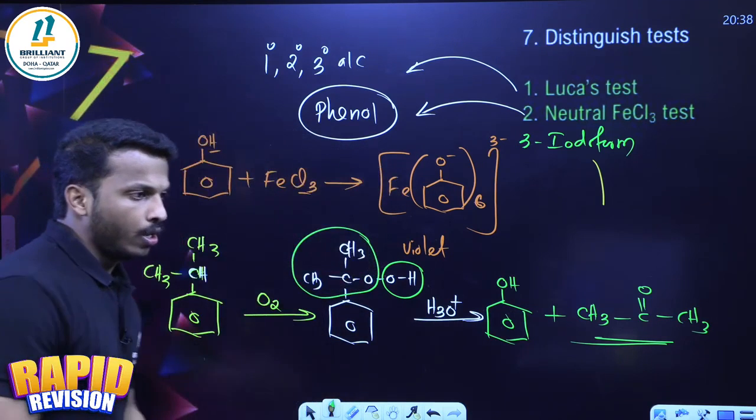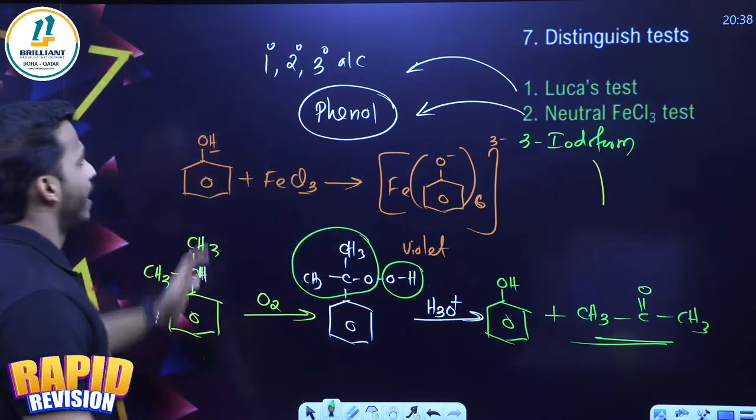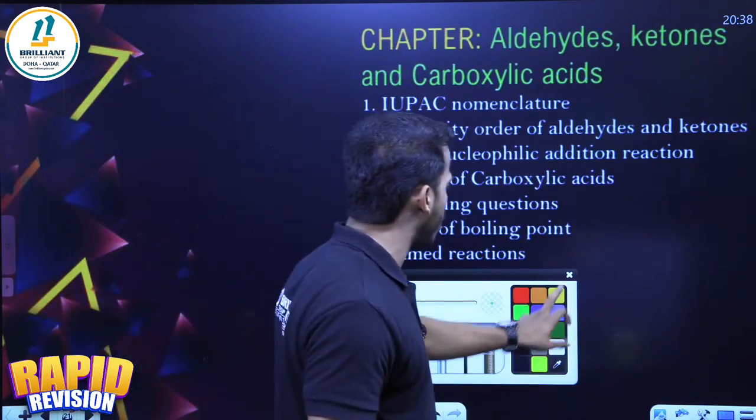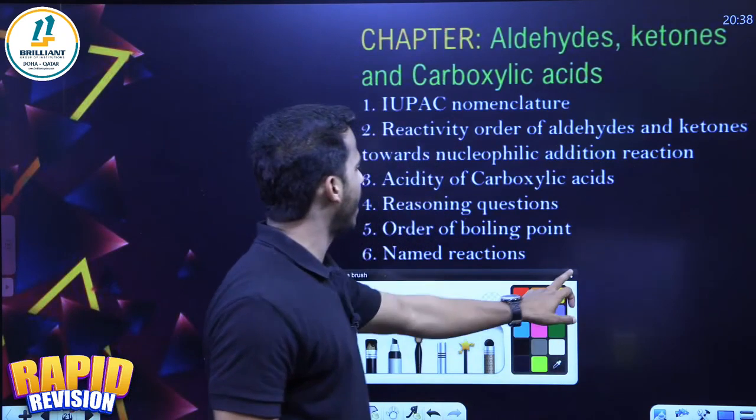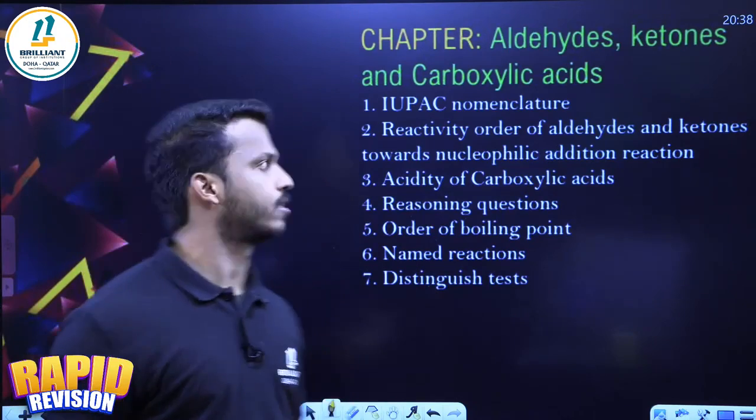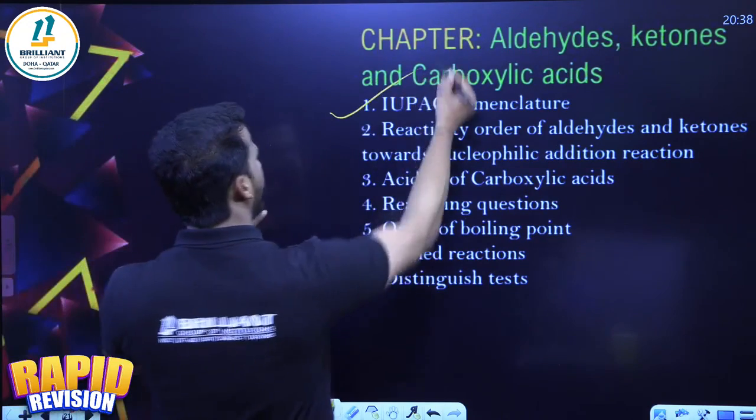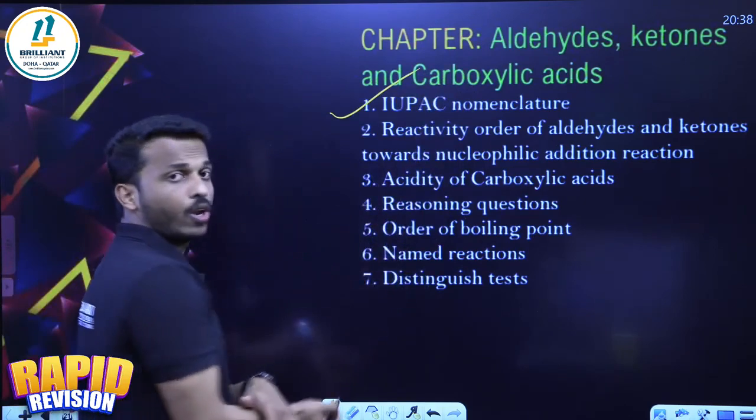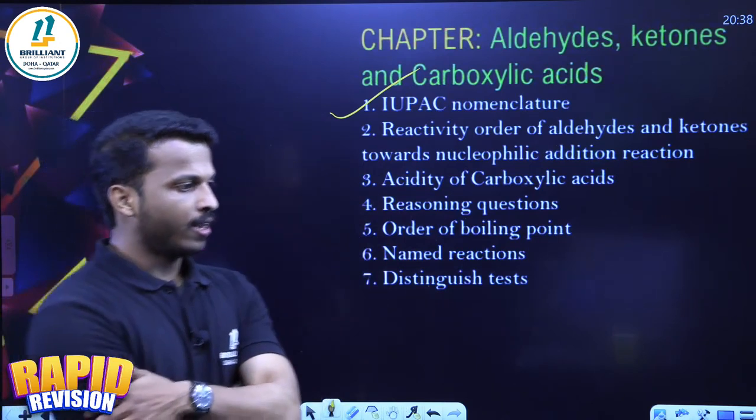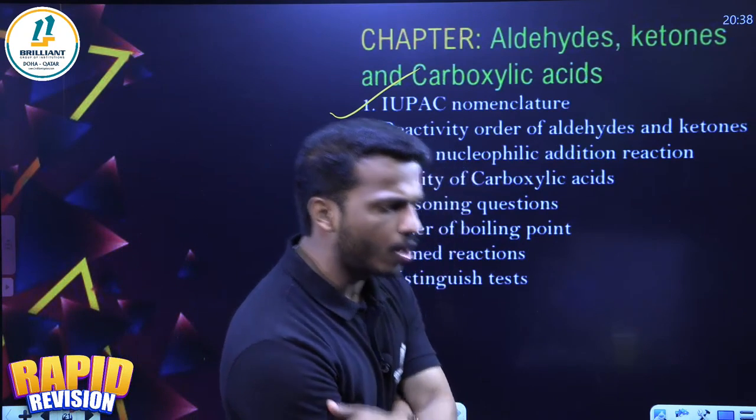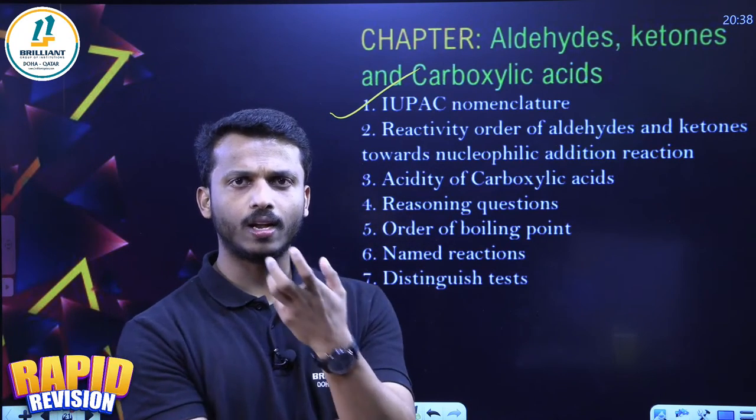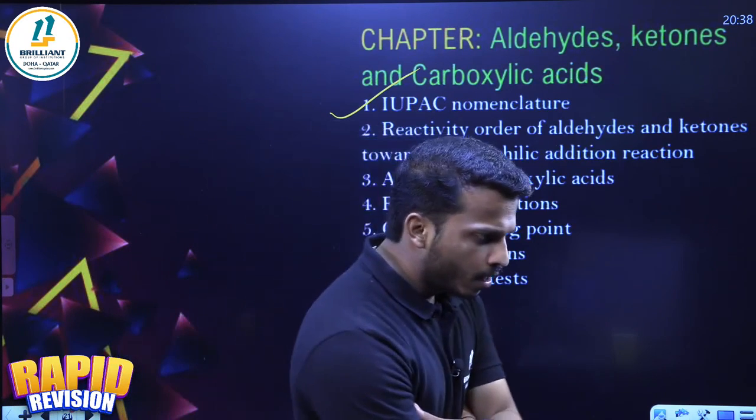Next one, dear all, we are entering into the most expected and most important chapter: aldehydes, ketones and carboxylic acids. It carries 8 marks. IUPAC nomenclature, and the reactivity order of aldehydes and ketones towards nucleophilic addition reaction. Tell me, dear all, whether aldehyde or ketone is more reactive towards nucleophilic addition.